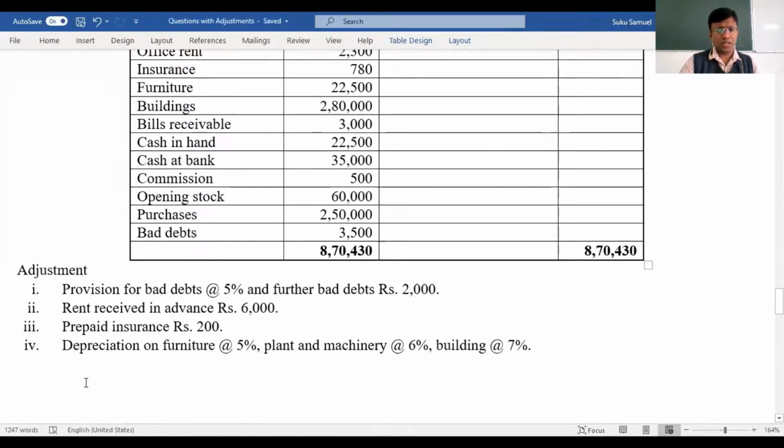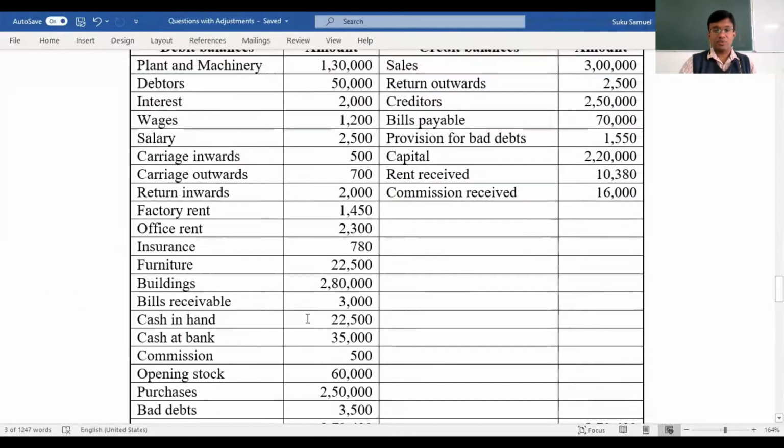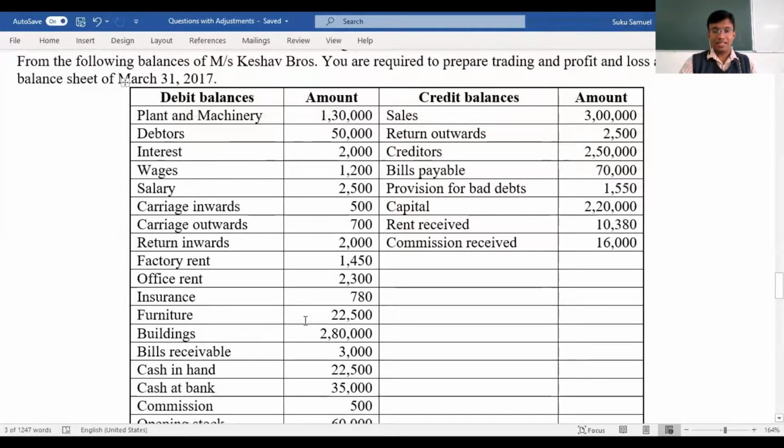Let's quickly, at a glance, look at the adjustments. They've given us provision for bad debts. They've given us further bad debts, which is nothing but new bad debts. Then rent received in advance, then we have prepaid insurance, then we have depreciation. So these are the adjustments that we have to deal with, and let us start off with the preparation of this numerical.